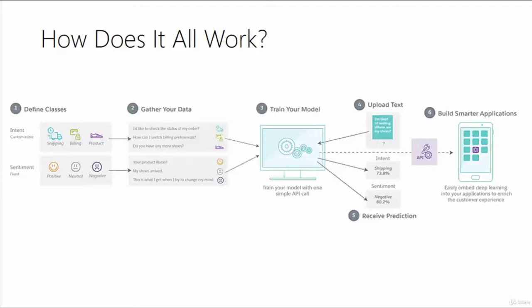Once you gather data in step 2, step 3 is actually training your model. This is where you as a developer would come in and train or create the models. Once you train the model with one simple API call, at step 4 you would upload the text, which is basically the question you are going to ask based on the data that you've collected. So you can ask something like, I'm tired of waiting, where are my shoes? Obviously this question relates to the shipping label, right?